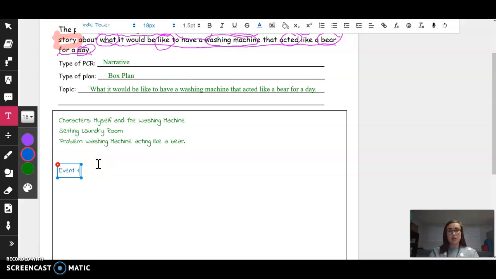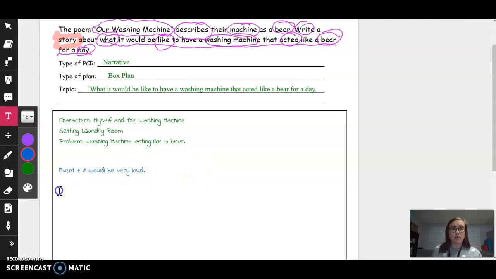So event number 1. How would it be like to have a washing machine for a day that acted like a bear? Well, it would be very loud. Remember that this is just a plan, so you're just jotting down your ideas so it's organized. When we go into our rough draft, which I will show you tomorrow, I will be turning these events into sentences. But since this is a plan, we don't want to spend too much time on it, so I'm just jotting down my ideas. So event number 1, it would be very loud.